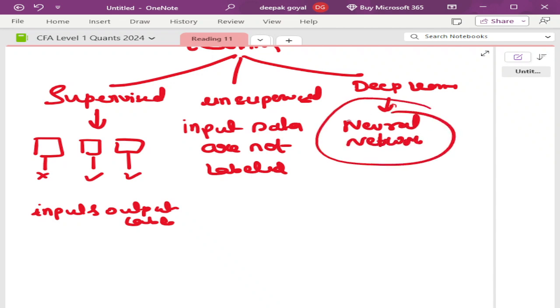Basically, deep learning uses the concept of neural networks so that it can identify patterns. They can begin with some simple patterns, and then step by step it becomes more advanced so that they can identify even complex patterns. Clear? And deep learning may employ both supervised as well as unsupervised learning.